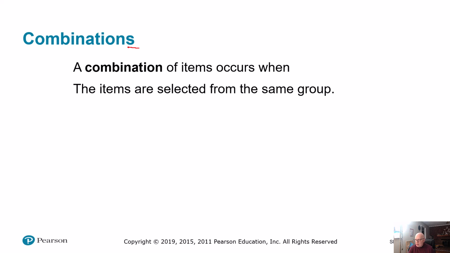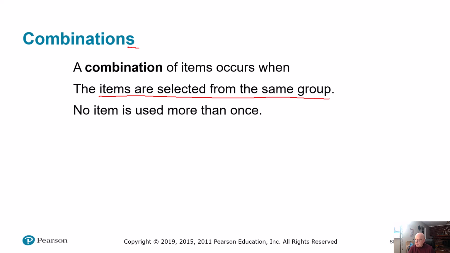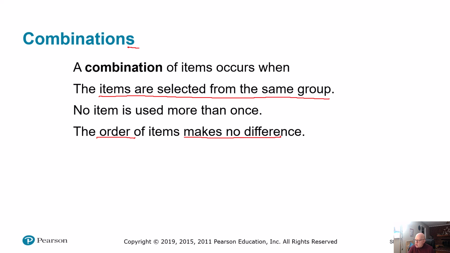And I want to make sure the inking is working. There we go. So we get a combination when items are selected from the same group, just like permutations. No item is used more than once, just once each time, just like with books. But in this case, the order makes no difference. Permutations are when we have order making a difference. Combinations, order makes no difference.